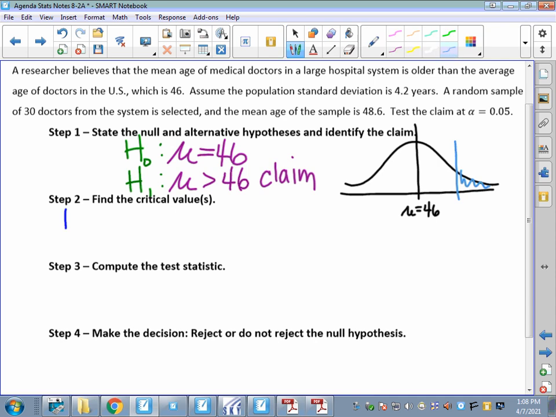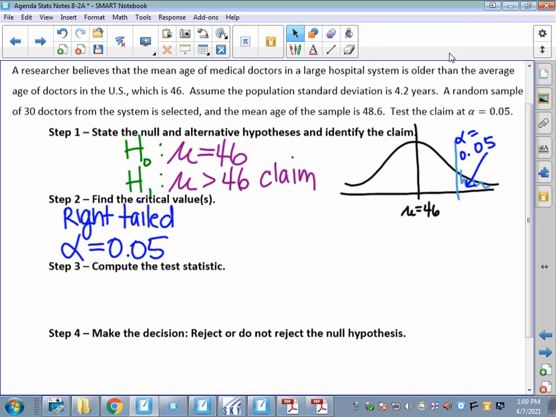So this is right-tailed. In order to figure out our CV, we need to know alpha. Well, it says test the claim at alpha equals 0.05. Now, since it's right-tailed, since it's one-tailed, do we have to split this alpha up? We don't, right? All of that data is over here just on this right side. Alpha equals 0.05. So that's right-tailed, though. Remember, our CV is going to be a positive number.